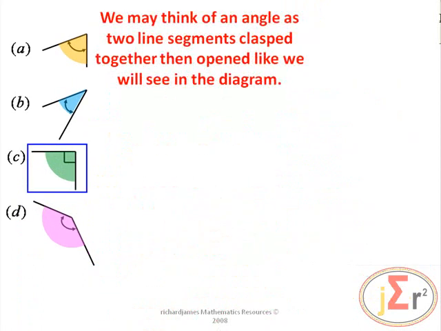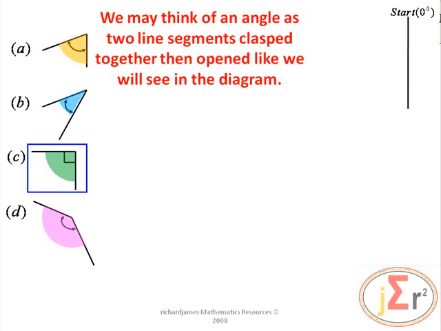We may think of an angle as two line segments clasped together, then opened, like we will see in the diagram. So it is like two line segments clasped together. At this moment, it looks like just one line segment, but we have to consider that they are actually two line segments, just right on top of each other, so they appear to be just one.